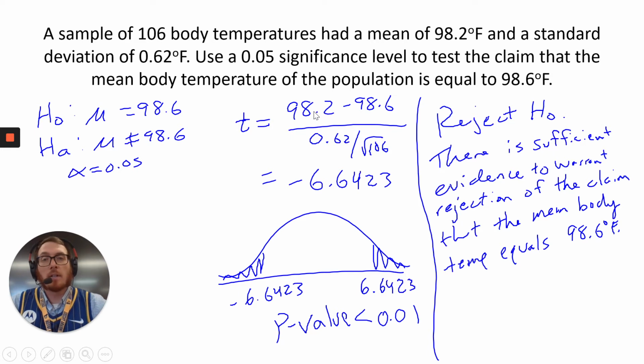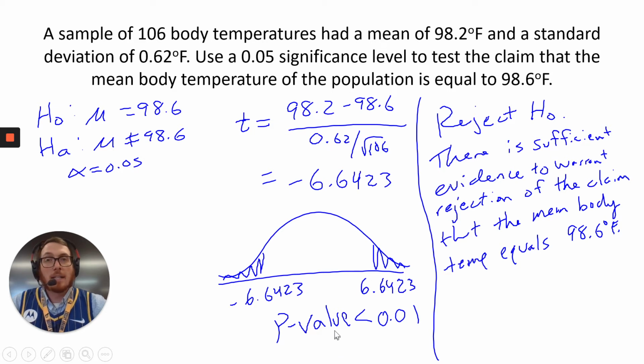I take X bar 98.2 minus the mean that I am testing, which is 98.6 from the null hypothesis, divided by S over root N, 0.62 divided by root 106, and I get a test statistic of negative 6.64. Remember, this is a two-sided test, so I have negative 6.64 and positive 6.64.